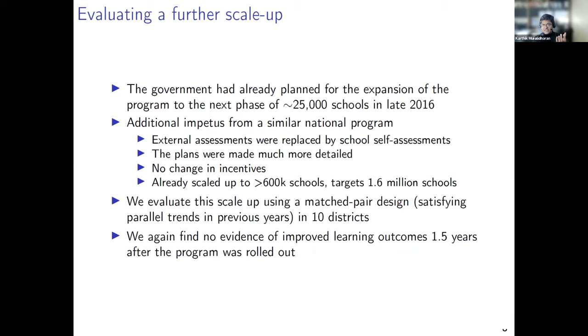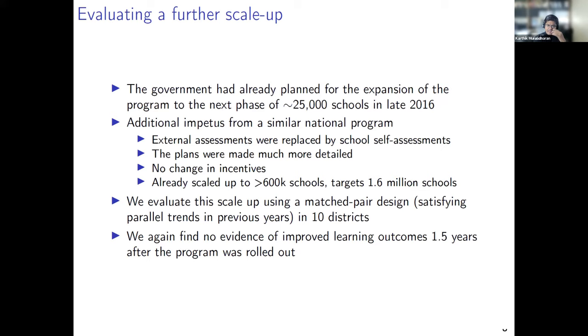Because when you scale up across the country, you didn't have the resources for external assessment. So that initial assessment was replaced by school self-assessment. But the rest was pretty much the same, and the plans were made much more detailed. You had to get even more granular in your school improvement plans. At the time of writing the paper, it had already been scaled up to over 600,000 schools, and was eventually targeting 1.6 million schools.